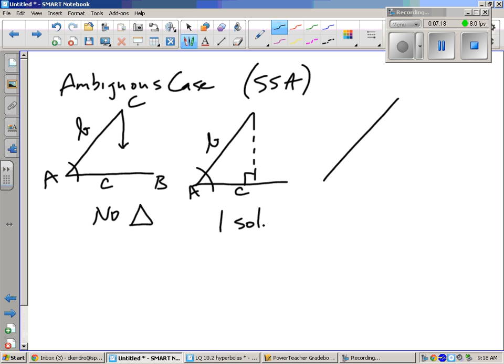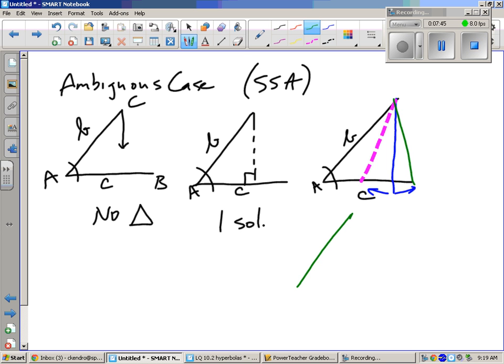There's a third scenario that could happen with this information: the line side A would be longer than the height of that triangle, so it could swing left or right and actually make two different triangles. So I could have one looking like that, or I could have one looking like that. So I could have two different triangles. I could have that skinny one, or I could have the wide one here. So these are three different scenarios that could happen when you have side-side angle given to you.